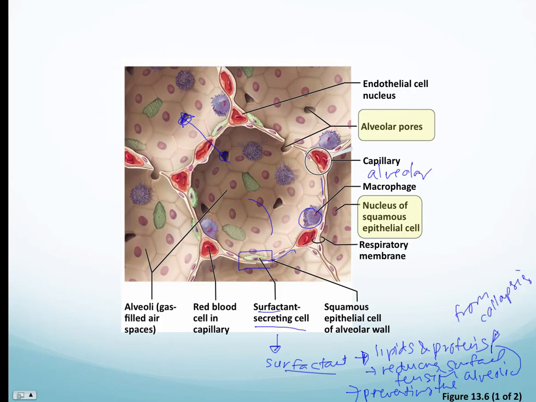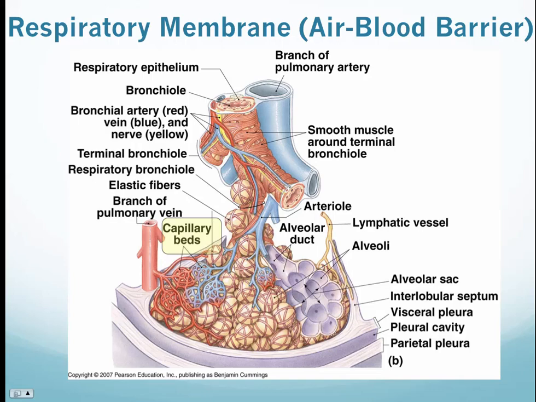And why is it important? Well, if these alveoli collapse, then your lungs start reducing their ability to exchange gases. For the next couple of slides, we're going to go over respiration and how exchange of gases can occur at the alveoli level. And here's a quick illustration of how this is all going to look.